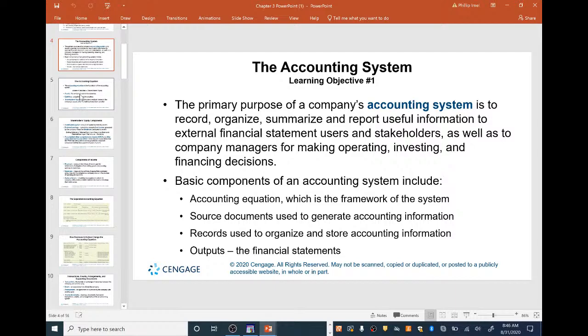So pretty much the accounting system is just going to use the framework of the accounting equation, take the source documents, right, and then use those records to organize and store accounting information and ultimately put out the financial statements. So this whole accounting system is just a way of having better internal control over financial reporting and making sure that the system is operating the way that it should, so that the statements are going to be as accurate as possible to the users and stakeholders, as well as the managers, for operating, investing, and financing decisions.